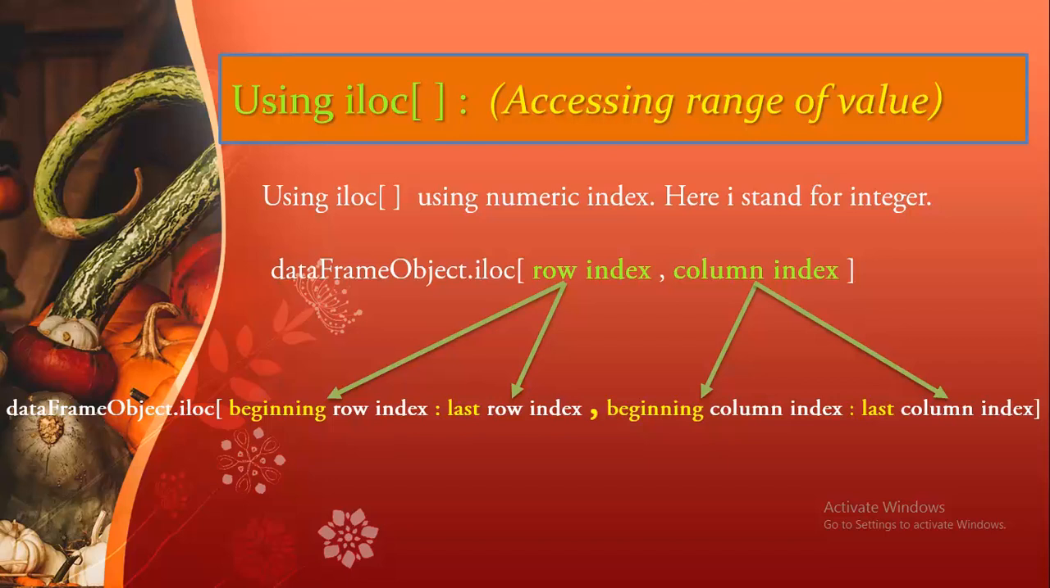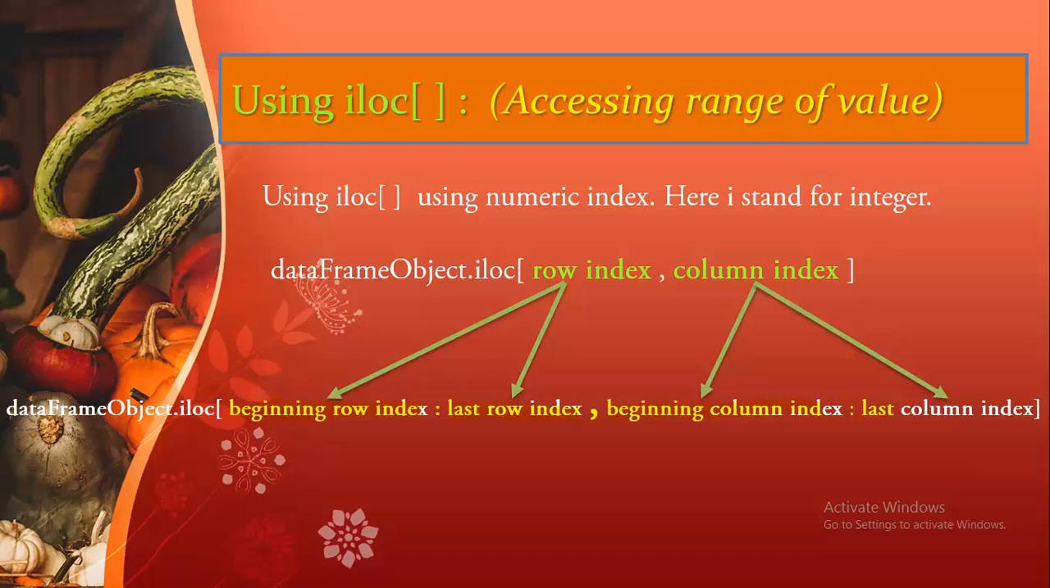Here the syntax is data frame object, then ILOC. First is the row index, then the column index. The row index is further divided into the beginning row index and the last row index. Then we have a comma. Then the column index is further divided into the beginning column index, meaning from where you have to start, and the last column index, meaning the number of columns you will cover. Same as the beginning row index means the row where you have to start, and the last row means the number of rows you have to cover.